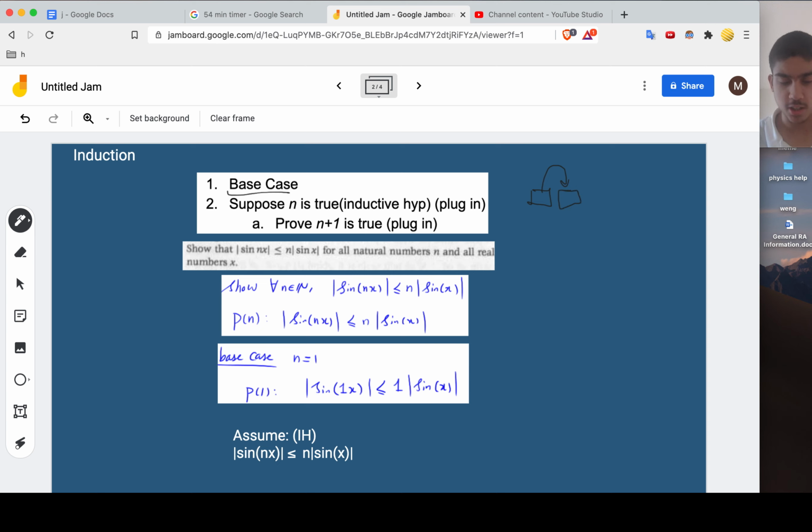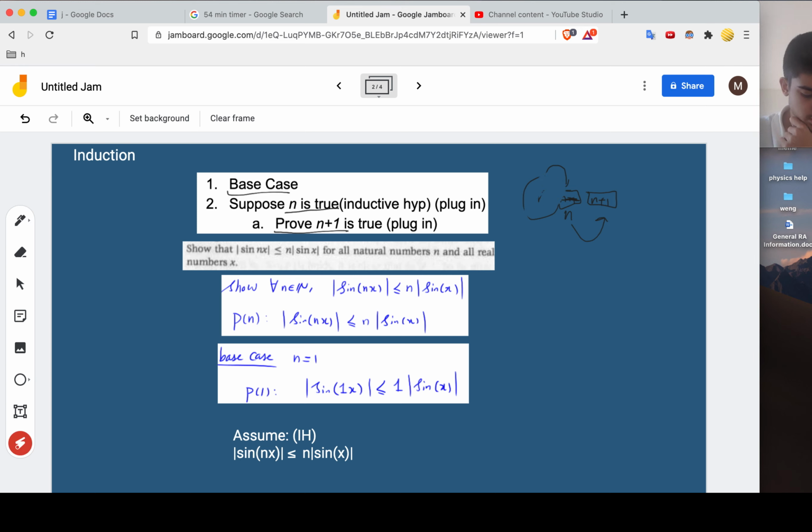Base case means that one case, any case, is true. Then we suppose that n is true, which means that n plus 1 also has to be true. Now this is n, and let's suppose that n plus 1 is true. So you find the base case, then the second step is to say n is true, so we prove n plus 1 is true. That means it works for all cases. So that's one way to prove something.